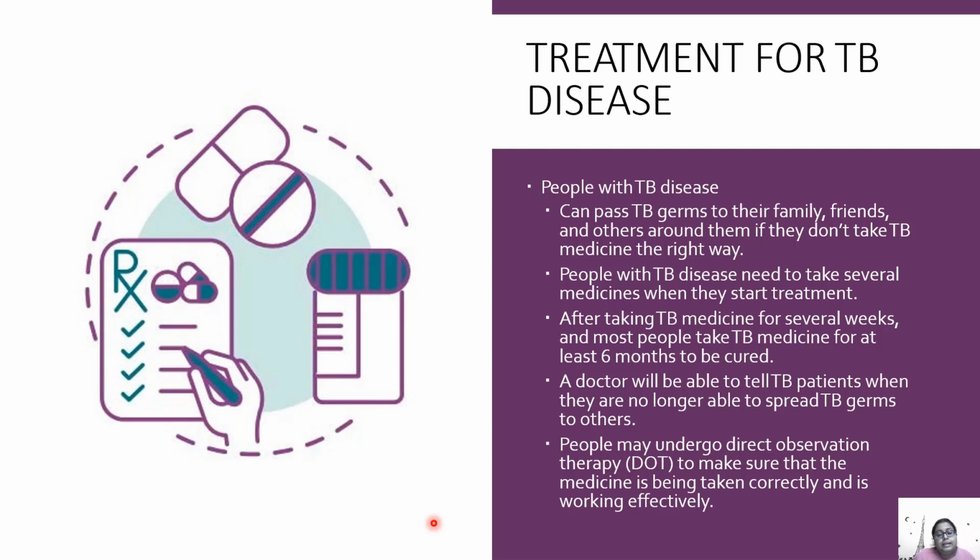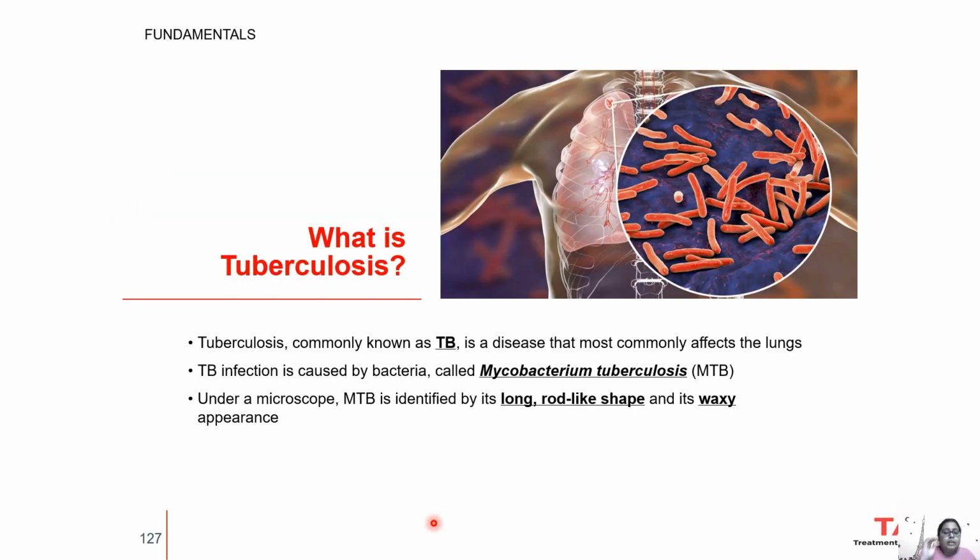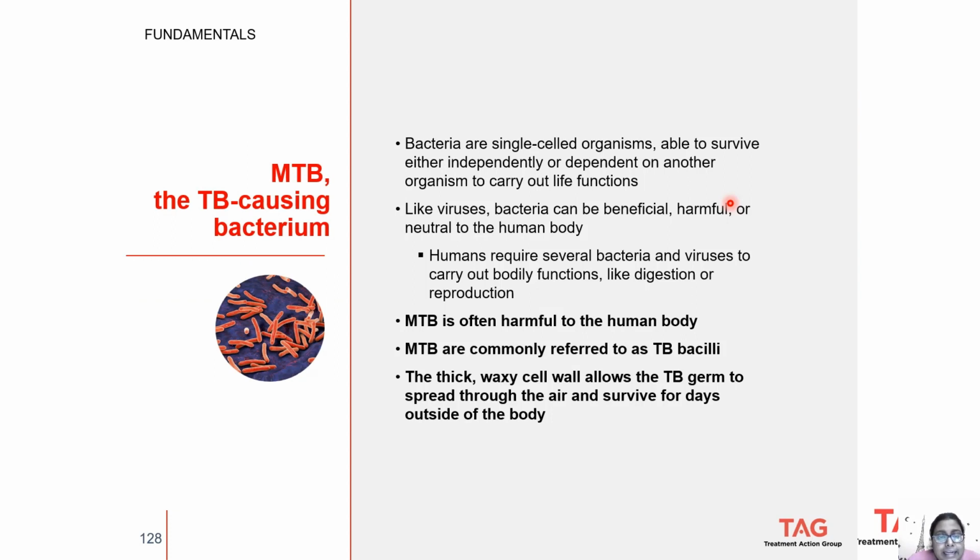So COVID-19 disease basically. So as we have talked about tuberculosis, we have talked about how it is caused, and under the microscope MTB is identified by its long rod shape, its structure, and its waxy appearance. So these bacteria are single-cell organisms. They are able to survive either independently or dependent on other organisms to carry out life functions. So like viruses, bacteria can be beneficial, harmful, or even neutral to the human body. Okay, for example, humans do need several bacteria to carry out bodily functions, like the gut microbiota. We have so many good bacteria that help us carry out functions.